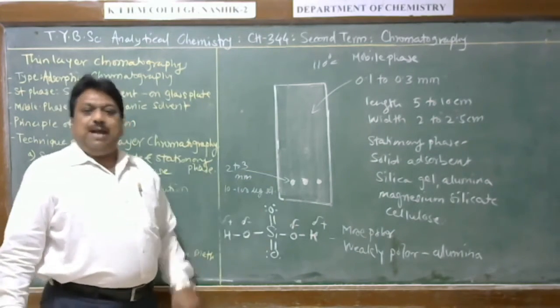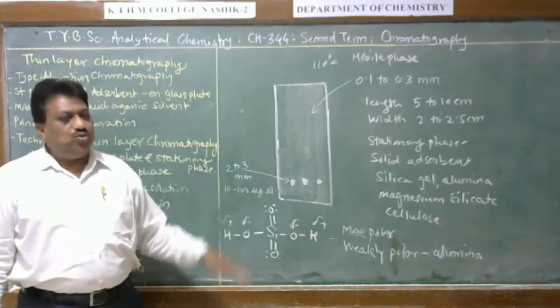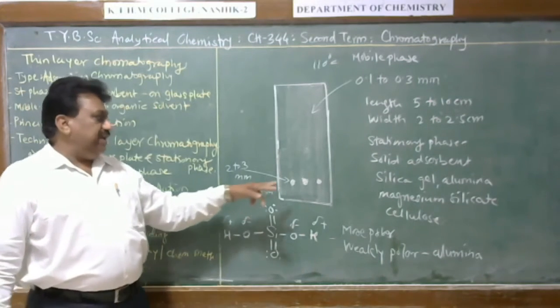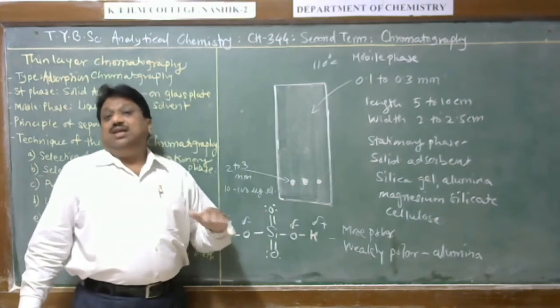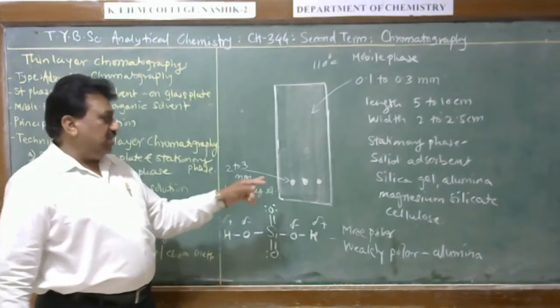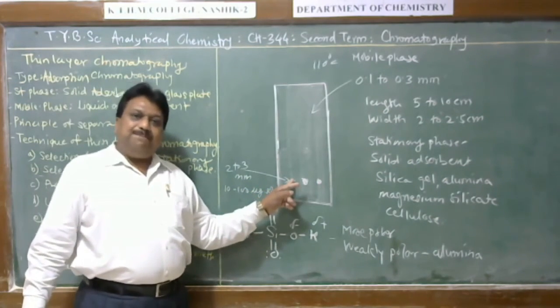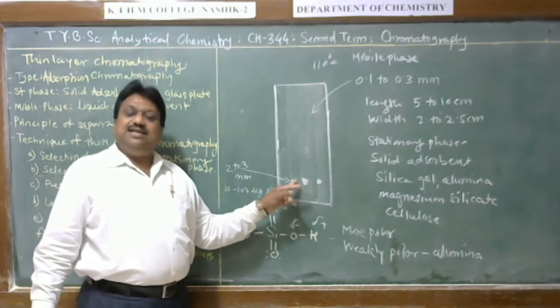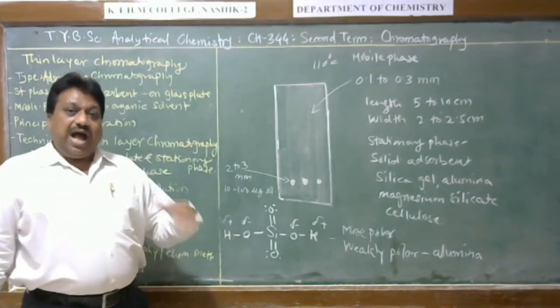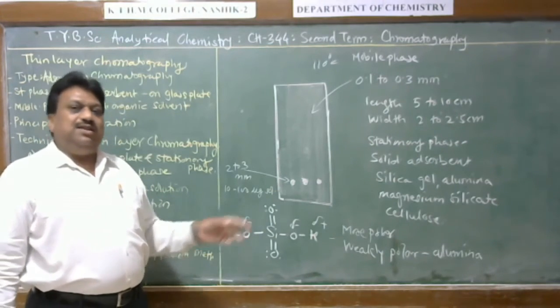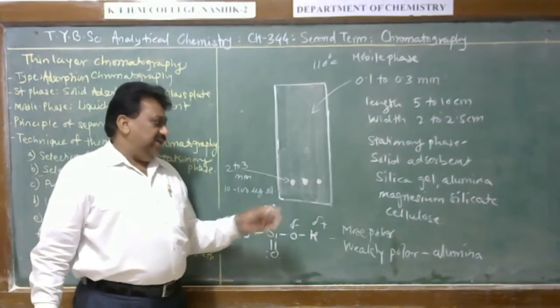Now after application of the sample, again we have to dry this plate, because whatever solvent is present in this sample solution, we have to remove. Otherwise the active sites on the plate are also blocked by that solvent, and therefore again after loading the sample, the activation is carried out.